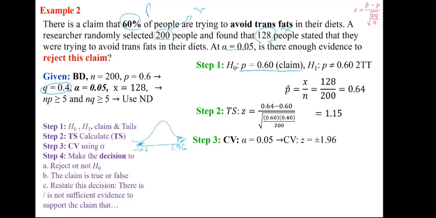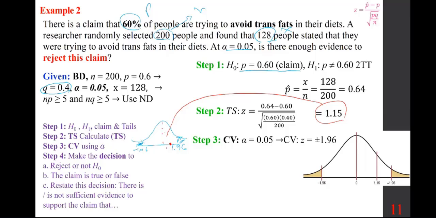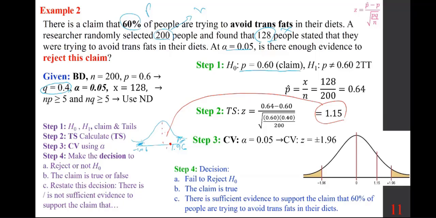Now, notice what happens as far as the next step is concerned. You just compare the two numbers. 1.15 is somewhere here. 1.15 is between the two numbers, and of course it's closer to 1.96. It's way into the non-rejection region. This is the non-rejection region. So the test statistic is in the non-rejection region. Do not reject H0. When you don't reject H0, then the claim becomes true. So fail to reject H0, the claim is true. There is sufficient evidence to support the claim that 60% of people are trying to avoid trans fat.